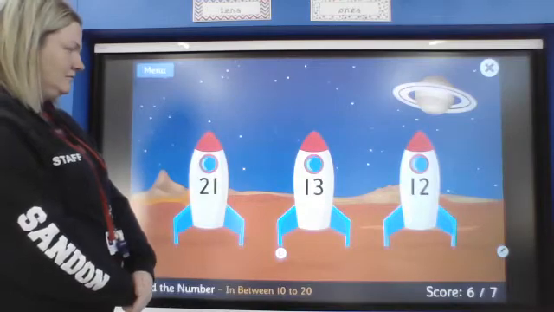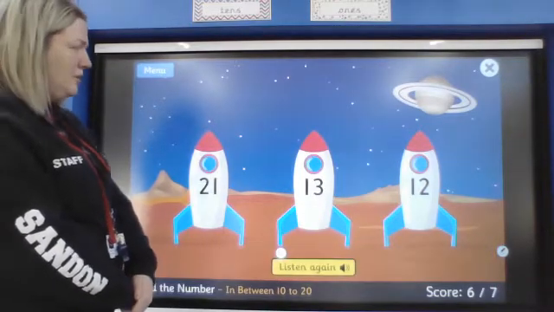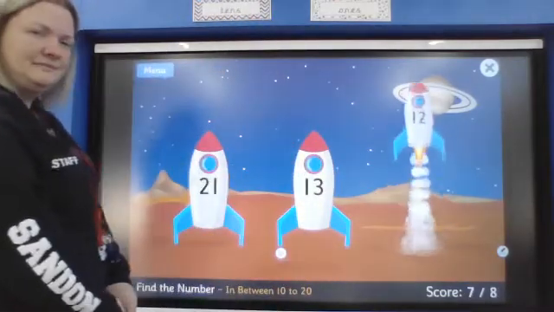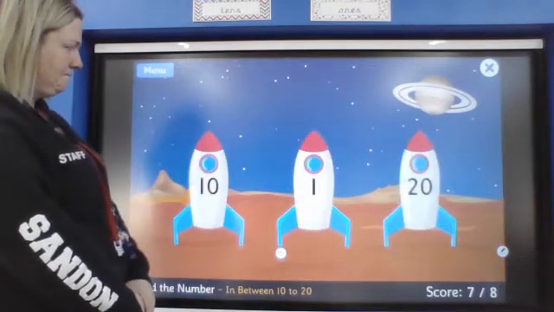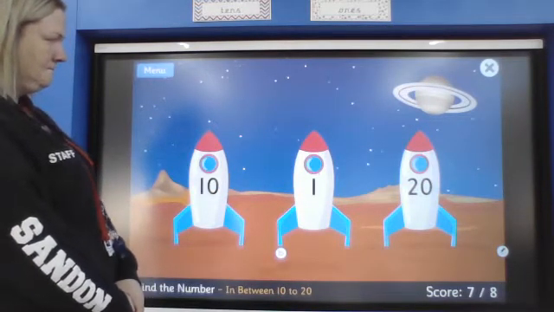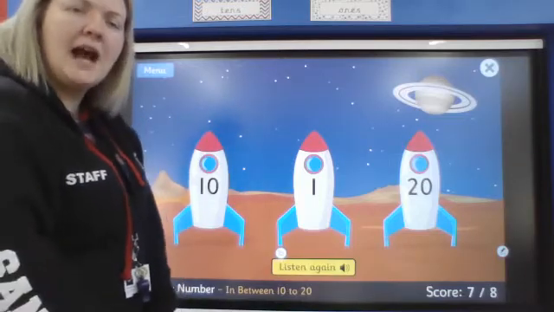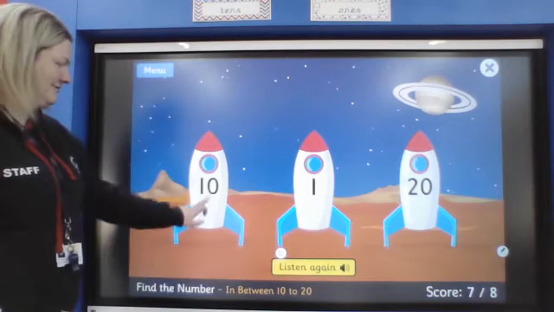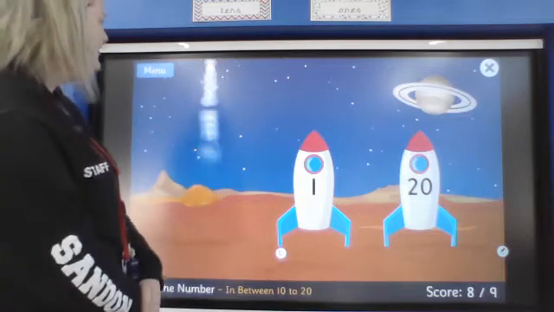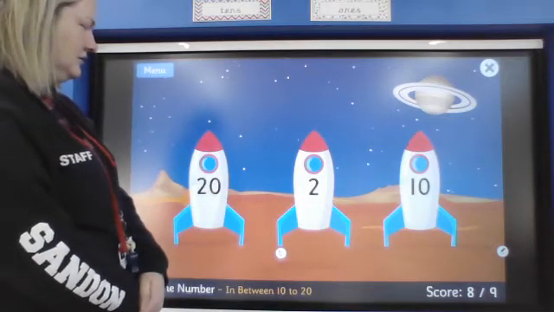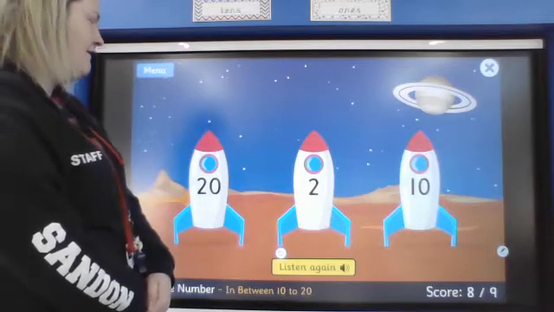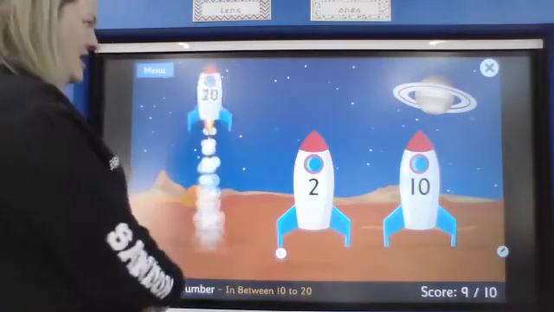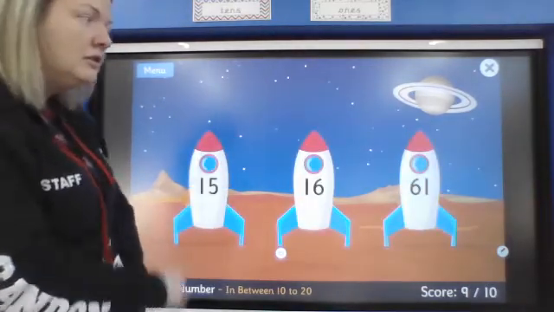Find the number between 11 and 13. Find the number between 9 and 11. Well done. Find the number between 19 and 21. Fantastic. Well done. We're doing really, really well.